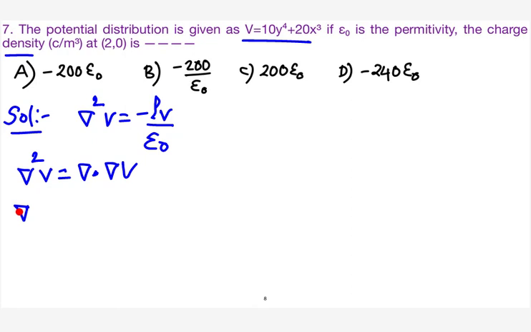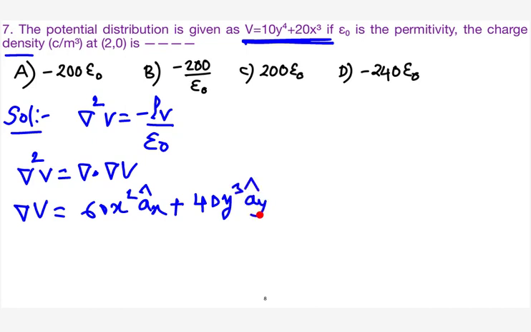So what is the gradient of this scalar function? Differentiate with respect to x. So that will be 60x square ax cap plus differentiate this with respect to y, so 40y cube ay cap. And for this you need to apply the divergence. When you apply the divergence, there is a shortcut. Differentiate ax coefficient with respect to x, so that will be 120x, plus differentiate ay coefficient with respect to y, so 120y square.